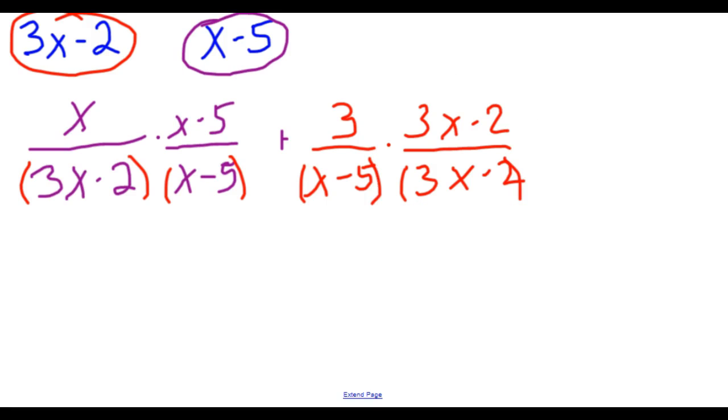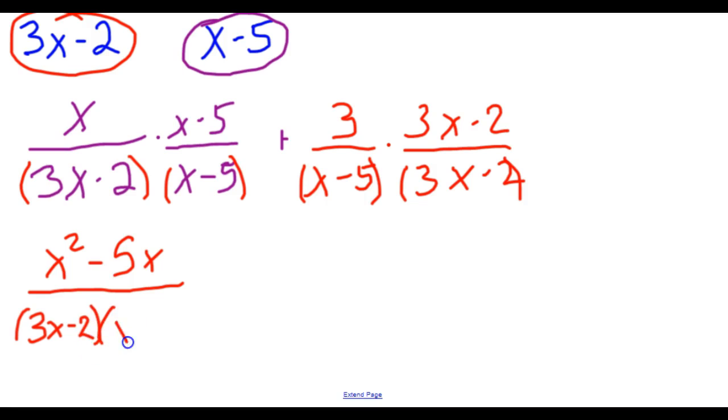So, first one, if I multiply my numerator, x times x minus 5 is x squared minus 5x over, we do not actually, I made a mistake, we do not want to multiply the denominators out. We're simply going to leave that in factored form. And I'll explain why in a minute.